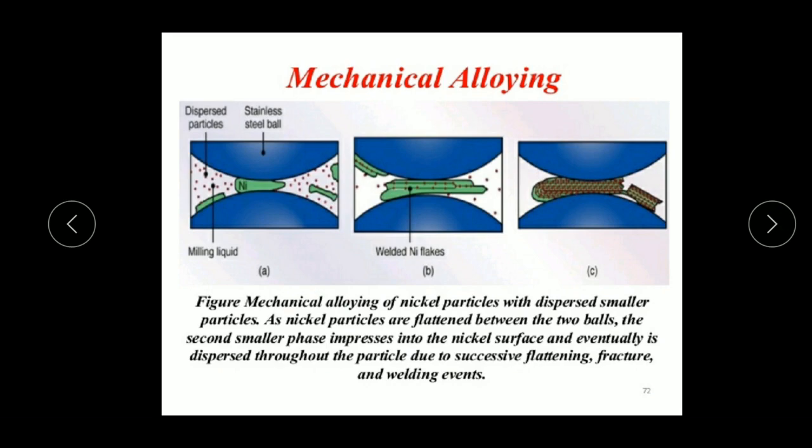Yes, dear students, as we can see in the image, it's a mechanical alloying method: mechanical alloying of nickel particles with dispersed smaller particles. As nickel particles are flattened between two balls, as in image A, the smaller particles, as you can see in the second image, are impressed into the nickel surface, and eventually, as you can see in image C, are dispersed throughout the particle due to successive flattening, fracture, and welding events.